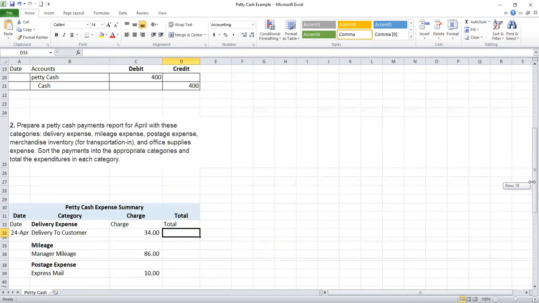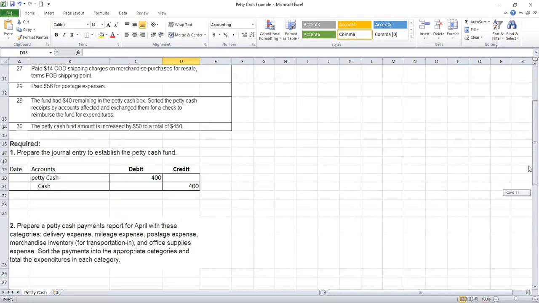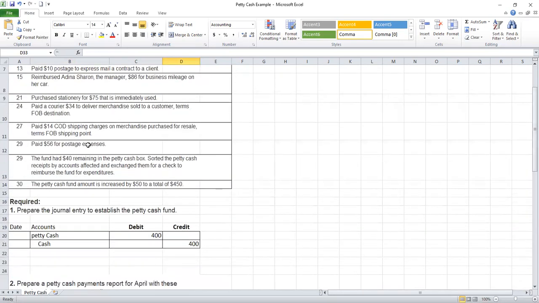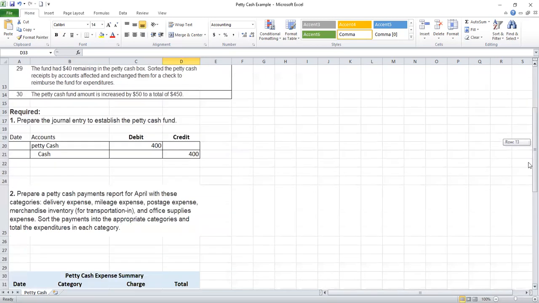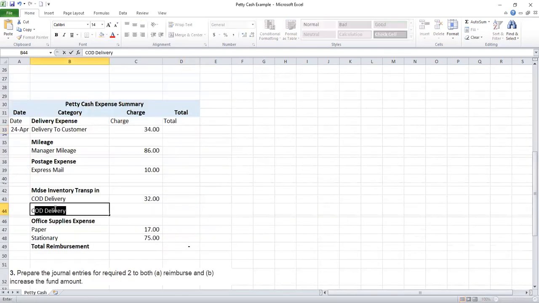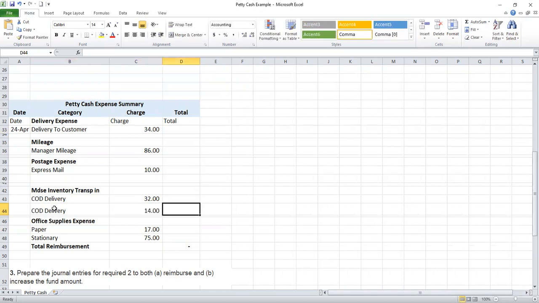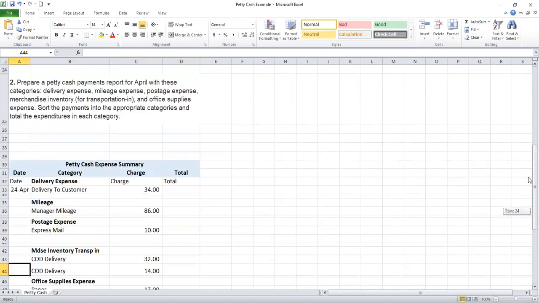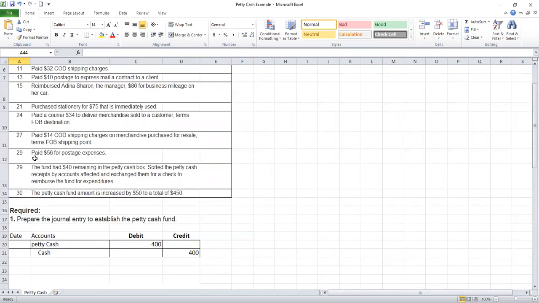Okay, yeah. And it already had the date here, April 24th. But again, put your dates next to everything. Next, we're looking at: paid $14 cash on delivery, shipping charges on merchandise purchased for resale. So it's the same thing as we did earlier. It's $14 COD delivery. Put your date next to it so you could specify, when did this one happen? But again, we're just organizing.